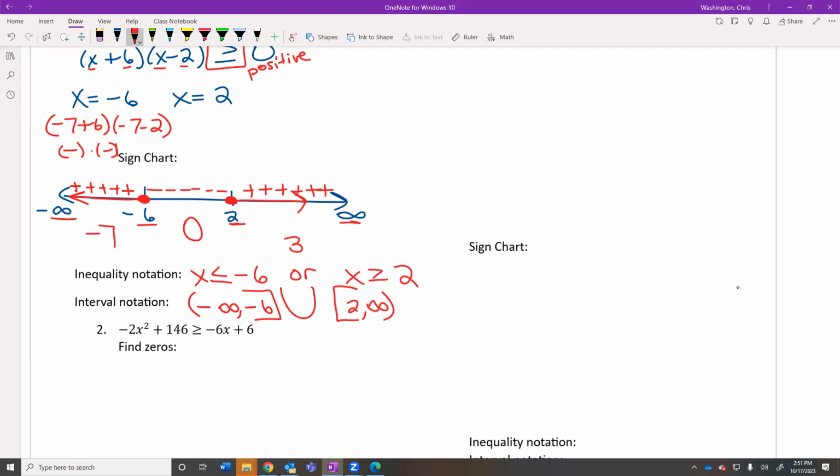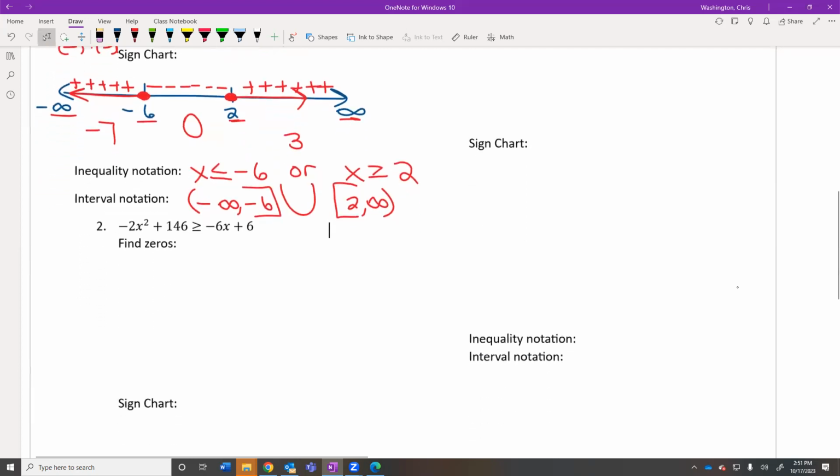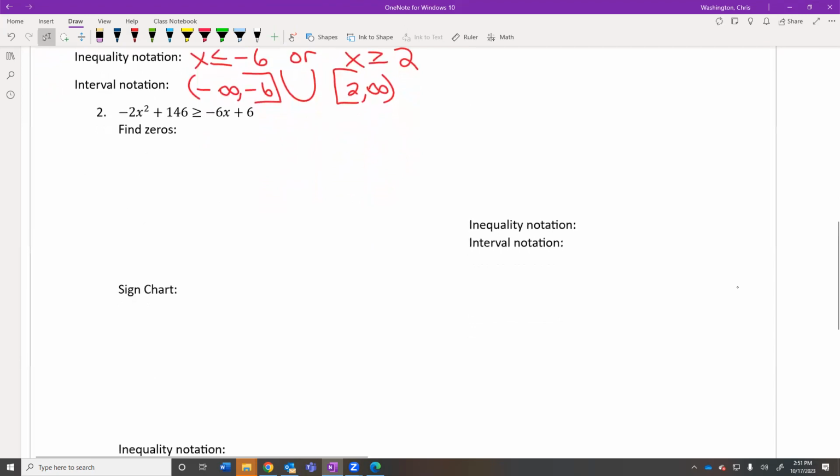Have to use a bracket in that case. 2 to infinity.